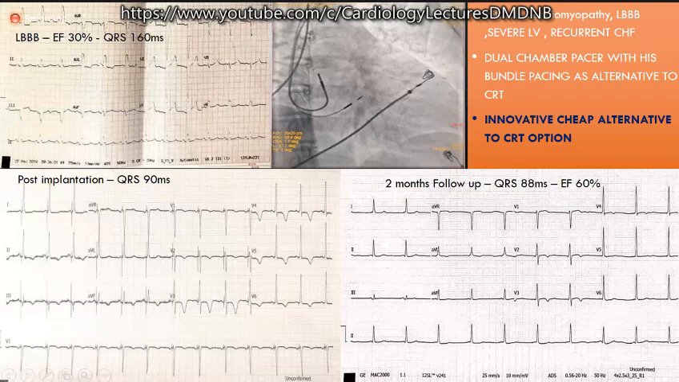So this is an example where the patient had dilated cardiomyopathy, EF 30%, QRS duration of 160 milliseconds, typical left bundle branch block, could not afford a CRT, and was on medical therapy. You can easily implant a dual chamber pacer with the RV lead being placed on the left bundle. If the RV lead is capturing the left bundle, this is how narrow the QRS becomes, from 160 milliseconds to 88 milliseconds. And this patient had a phenomenal improvement in the ejection fraction from 30% to 60%, much more than what we were expecting, even from a CRT. Almost like a super responder to CRT.